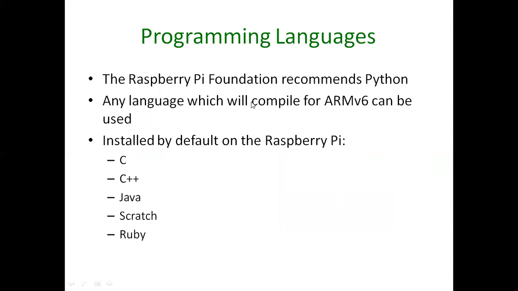Next, coming to the programming languages. Raspberry Pi can support any programming language, but the languages installed by default on the Raspberry Pi are C, C++, Java, Scratch, Ruby. And moreover, we can easily program Raspberry Pi in Python. Any language which will compile for ARM basics can be used in Raspberry Pi.